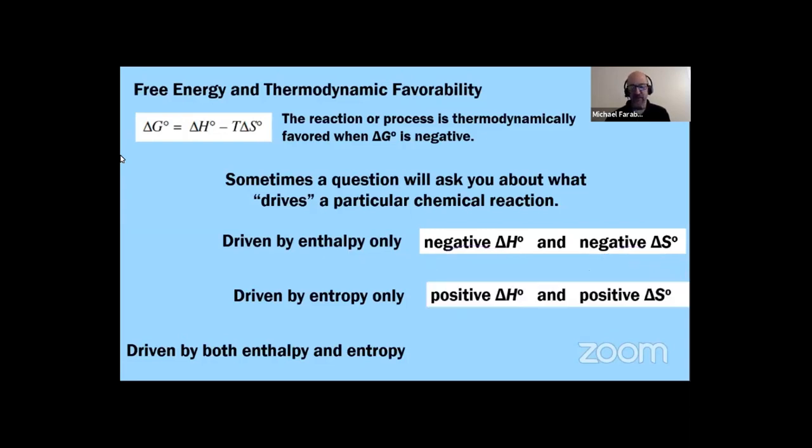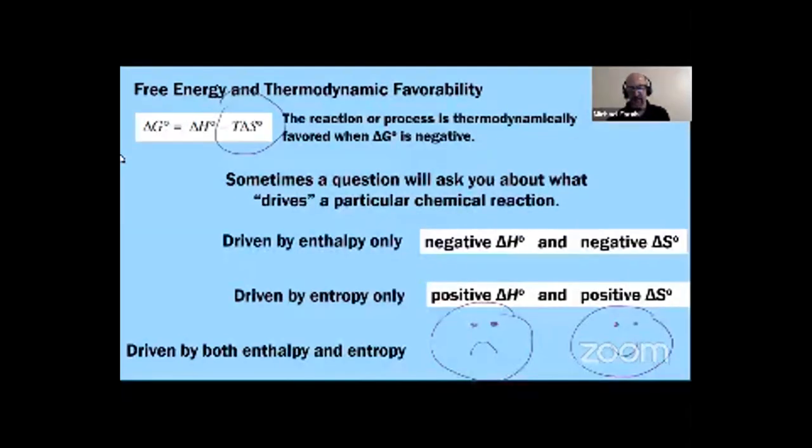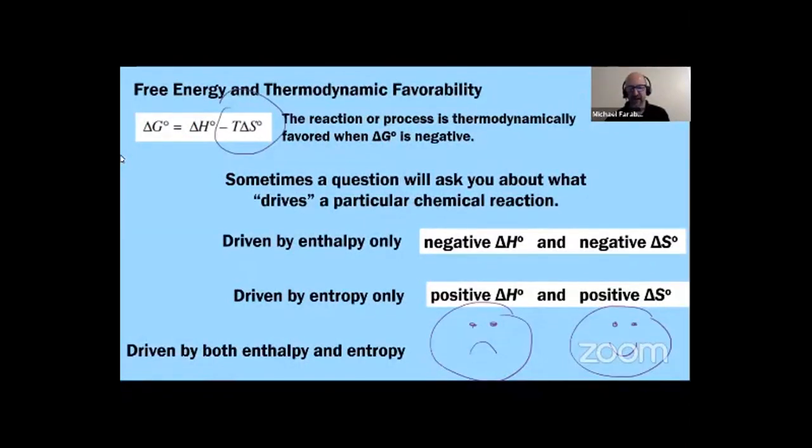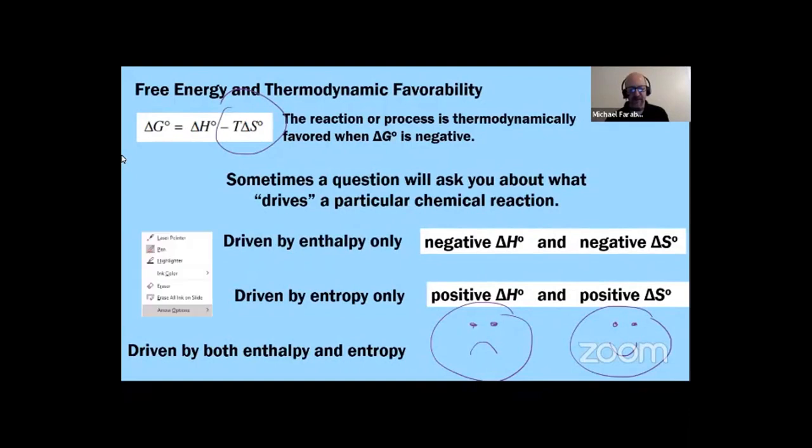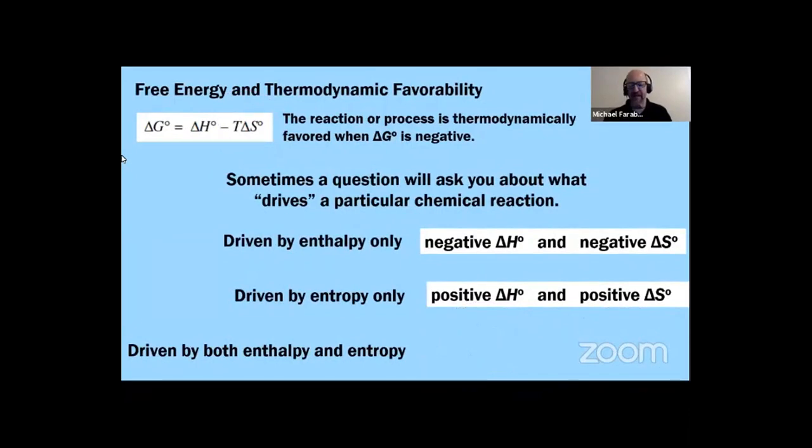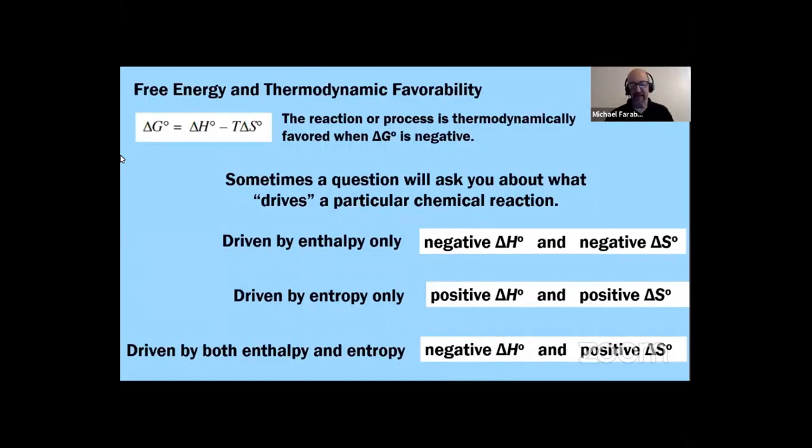Now, driven by entropy only, if you have a positive delta H, this cannot be the driving force because, again, you're trying to get delta G negative. This positive delta S is helpful because that makes this T delta S term overall, with that negative sign there, potentially the driving force. So it can be driven by either a negative delta H, or a positive delta S, or if you have both, that's your best case scenario, then it's driven by both.